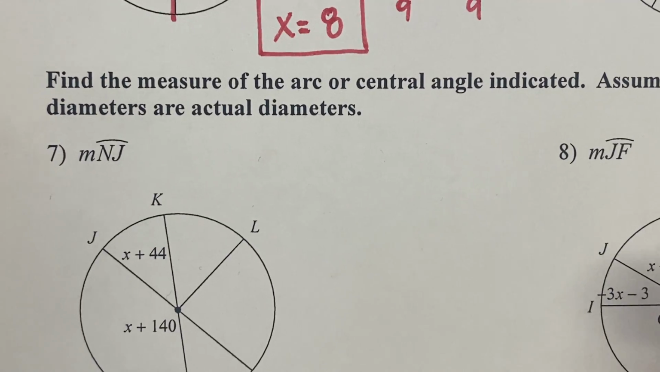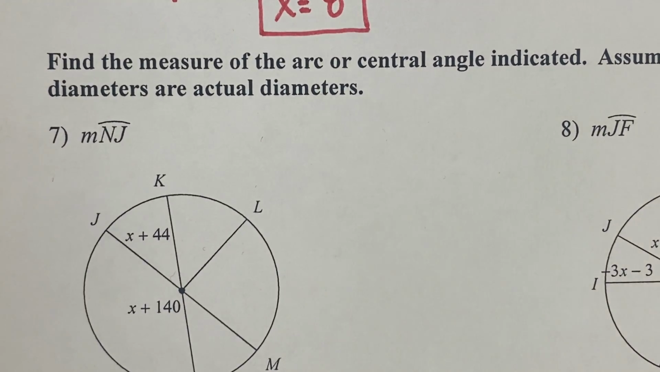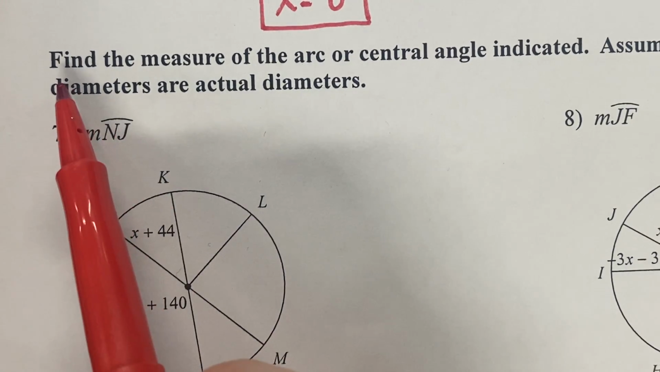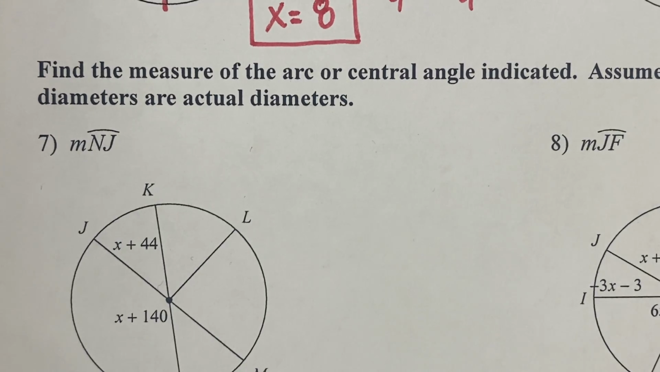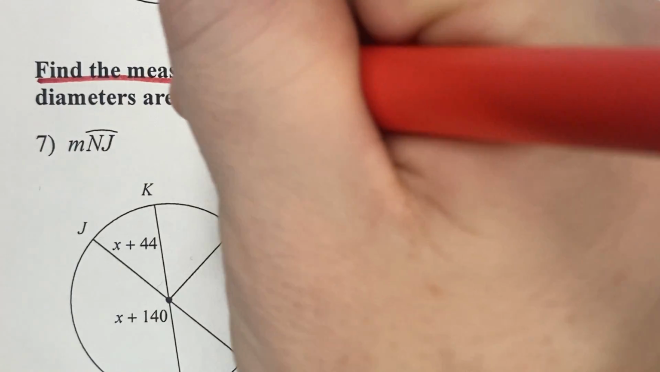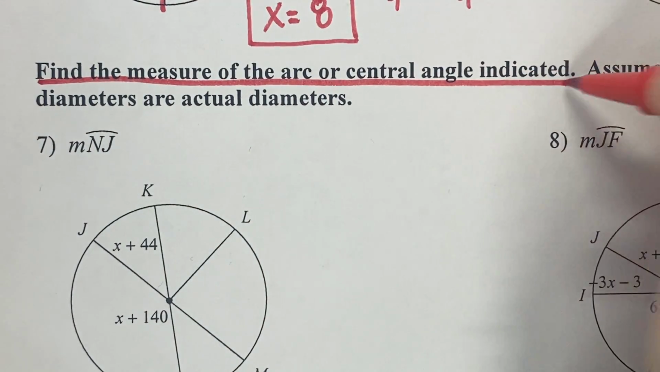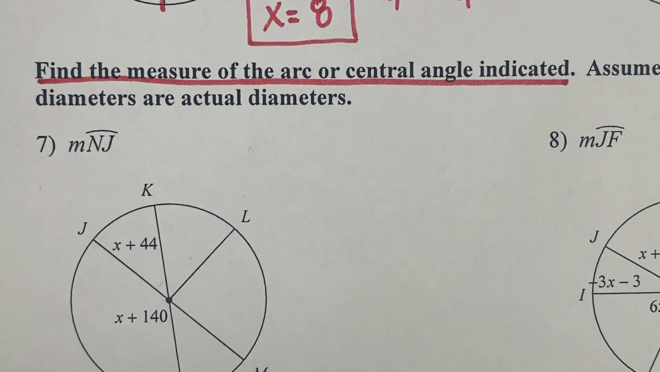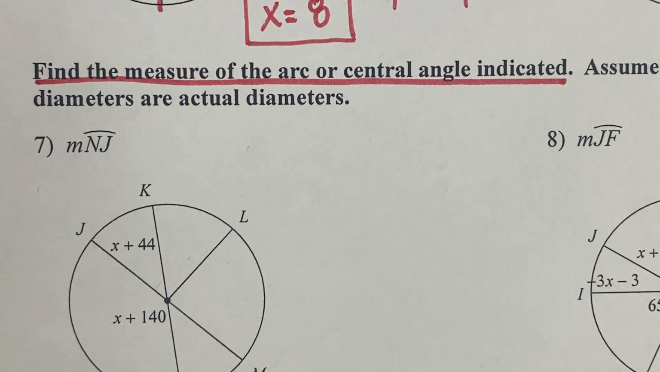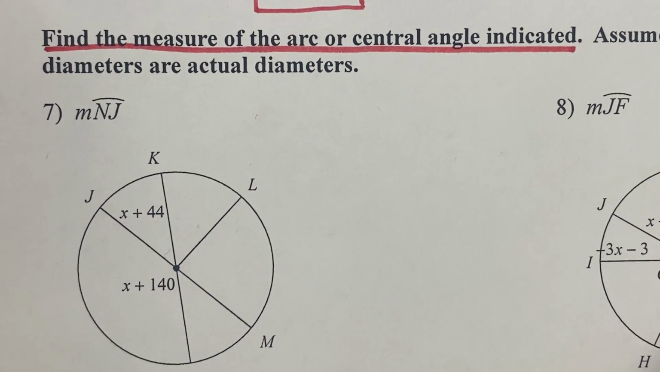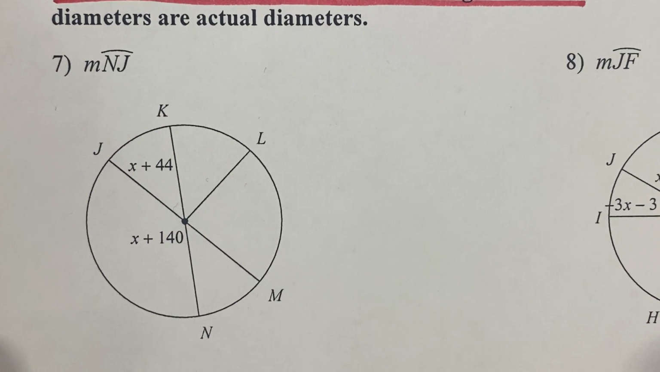Okay, so let's go ahead and do numbers 7 and 8. So for 7 and 8, it's asking us find the measure of the arc or central angle indicated. So now we're not just solving for x, we're actually finding the measure of that arc or angle. Okay, and then it says, again, assume that lines which appear to be diameters are actual diameters, so half of our circle. And let's look at number 7.